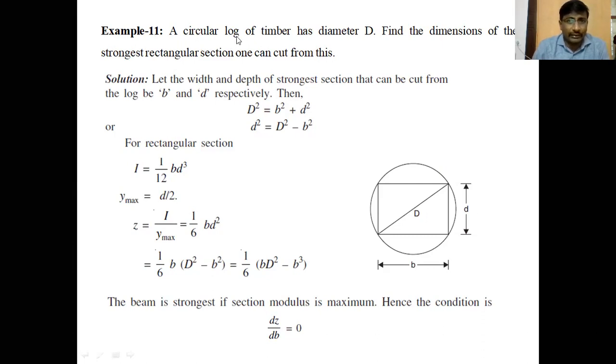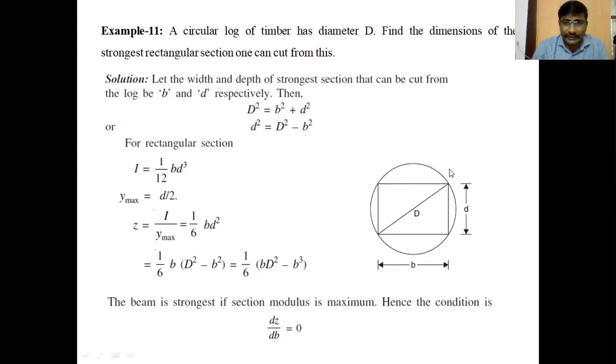A circular log means a timber beam, a wood beam. A circular section beam of timber has diameter capital D. Capital D is the diameter of the timber beam which has a circular section. Find the dimensions of the strongest rectangular section one can cut from this. From this circular cross section, we should cut the rectangular section. For this rectangular section, the strength must be high. How to cut it for the maximum strength of the rectangular section?